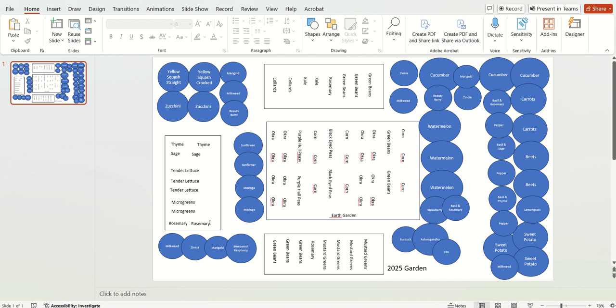So you'll see I have rosemary here to help with warding off pests for microgreens and tender lettuces, and then sage and thyme flanking that. So those are great herbs for cooking and healing, but they're also good for creating organic pesticides as well. So that's that bed.